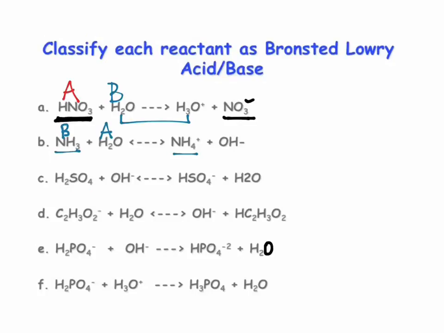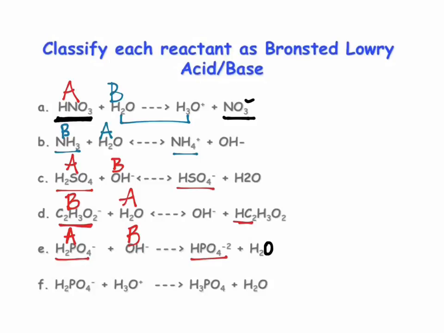H2SO4 goes from here to here. It lost, so it is an acid. So OH is a base. What about the next one? It goes from here to here. So it's a base. So water is an acid. What about from here to here? It lost, so it's an acid. So OH is a base.